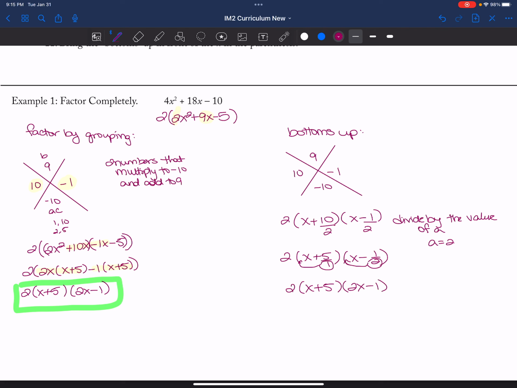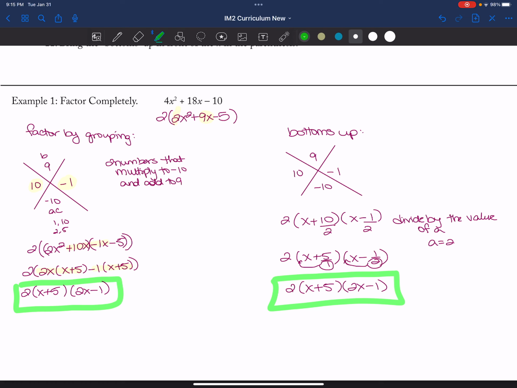And so I still actually get the same exact answer as I do with factor by grouping, but we're doing it using a way called bottoms up. I'm doing the factor by grouping to just show you how they all kind of connect together. I want you to do the X's, okay? And I want you to do the bottoms up method, okay?